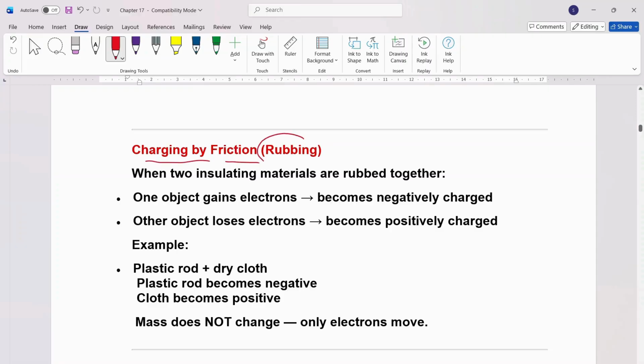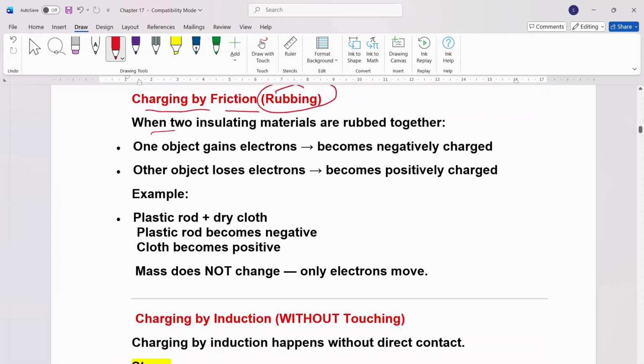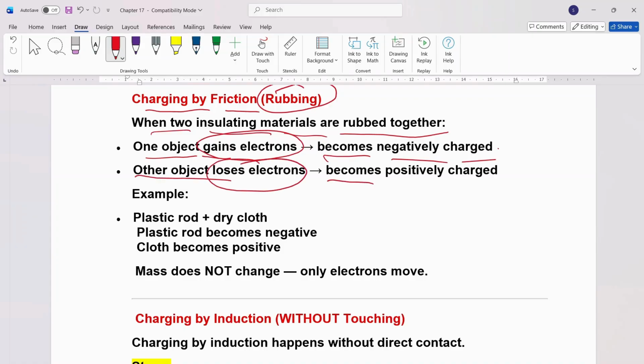Charging by friction means rubbing. When two insulating materials are rubbed together, what happens? One object gains electrons and becomes negatively charged. The other object loses electrons and becomes positively charged. Example, plastic rod plus dry cloth. The plastic rod becomes negative, the cloth becomes positive. Mass does not change, only electrons move.